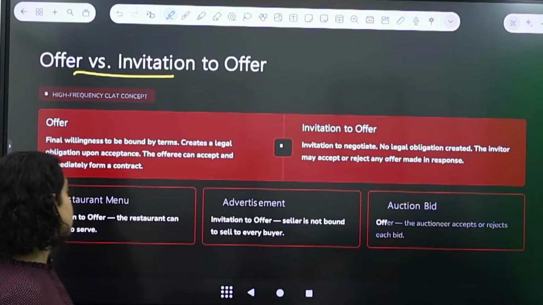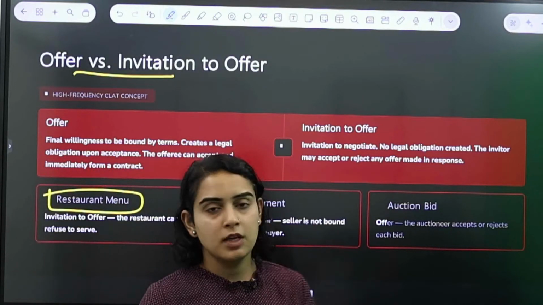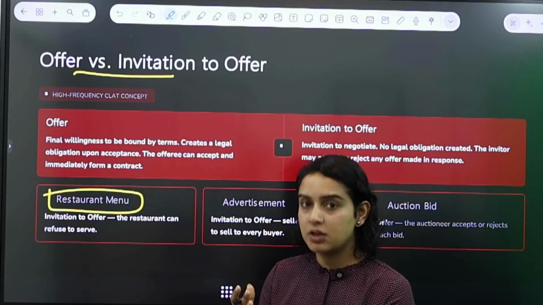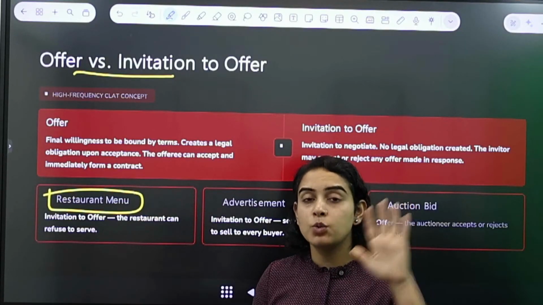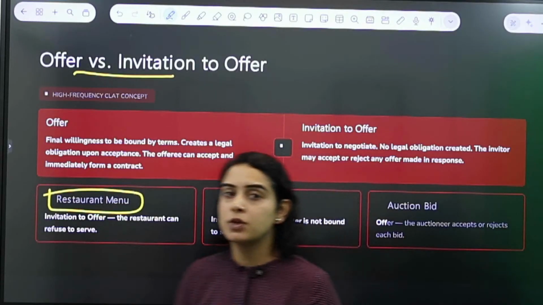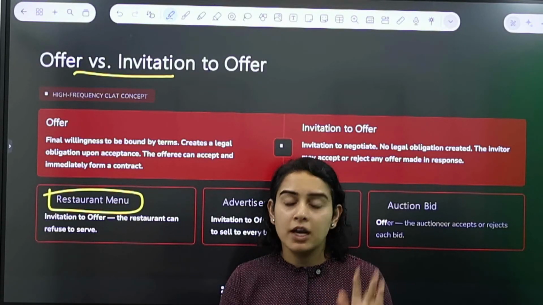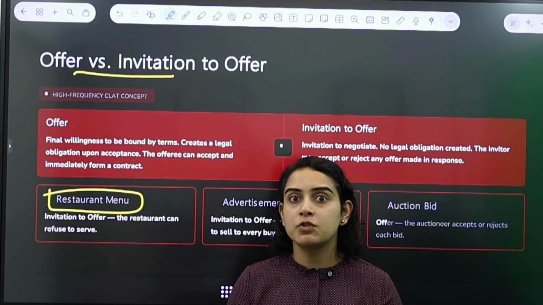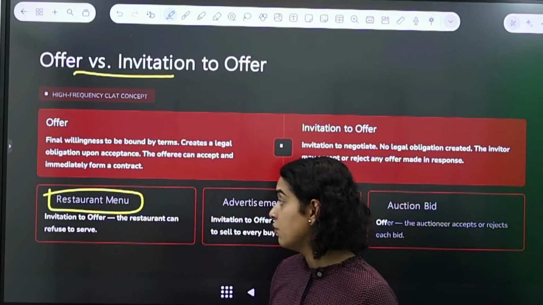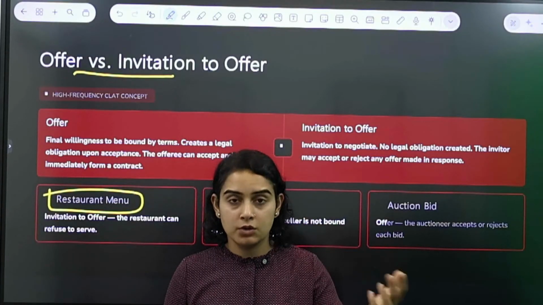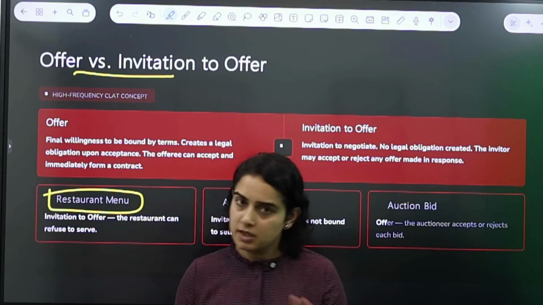Now, for example, there is a restaurant menu, right? Restaurant menu is basically an invitation to offer. You have all the things there in front of you, and you can make an offer that, okay, I want probably a pizza. They are not offering you that, okay, I want to give you a pizza for 500 rupees. No, that's not what the restaurant is doing. The restaurant is giving you a menu, and you have to pick one thing, and then they are going to serve you the same. So the menu is an invitation to offer, and you make the offer, I want a pizza. Now they can accept it or they can reject it. That's an invitation to offer.